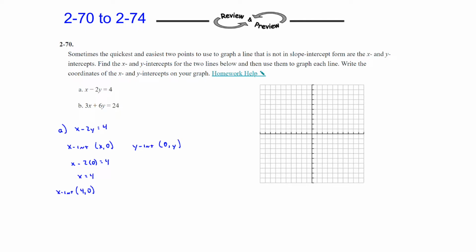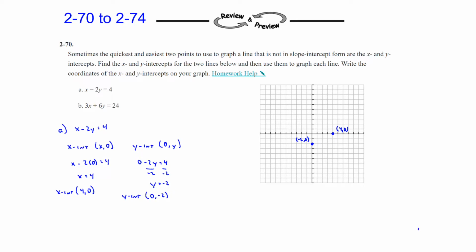Same thing for the y-intercept. When I plug 0 in for x, that's 0 minus 2y equals 4. And then I can divide by negative 2 and get y equals negative 2. So once again, pretty quickly I'm able to find the y-intercept. And 2 points determine the line, so I can graph the x-intercept at 4, 0, and the y-intercept at 0, negative 2.